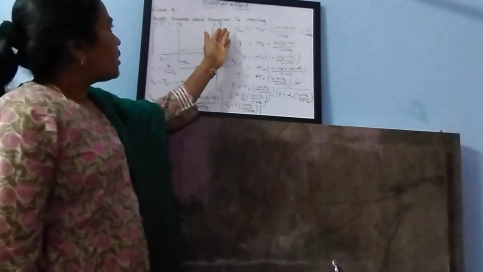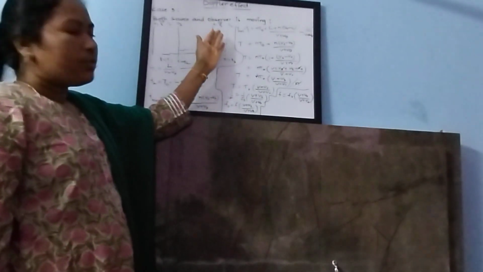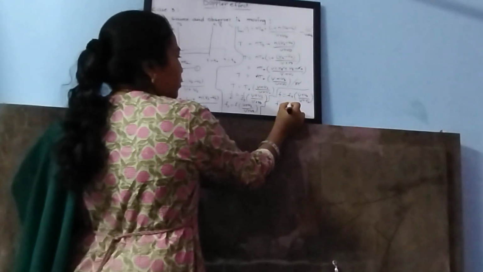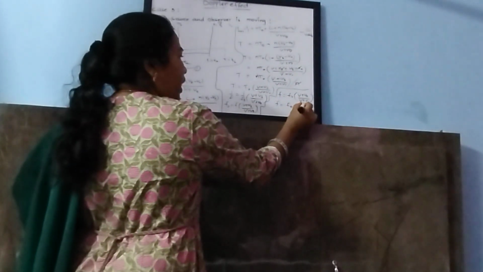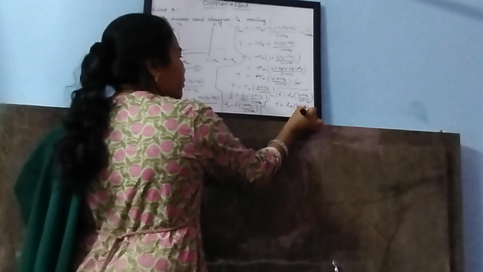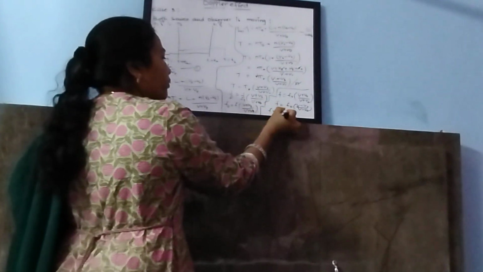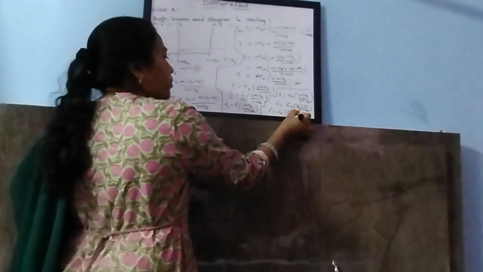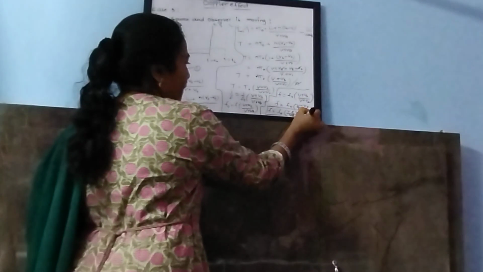Vice versa, if the source moves towards the observer and the observer moves away from the source, we get the negative convention. For that, f equals f0 into V minus V0 by V minus Vs. From this we get the general formula, f equals f0 into V plus or minus V0 by V plus or minus Vs. Here we can apply the sign convention. Thank you.